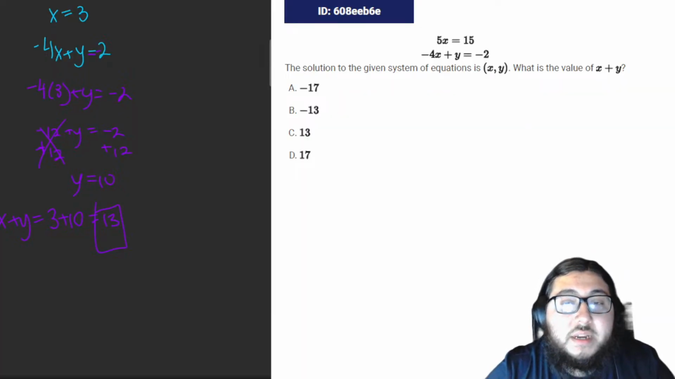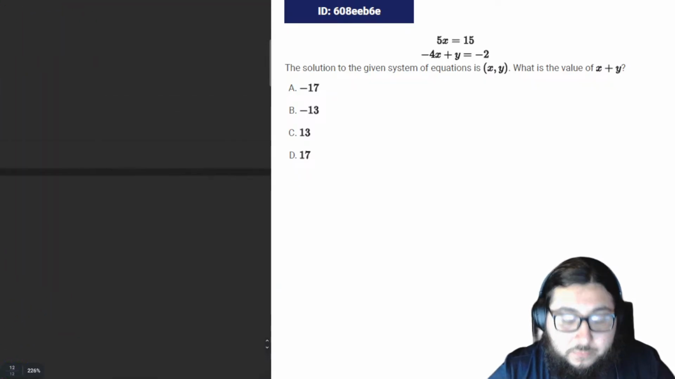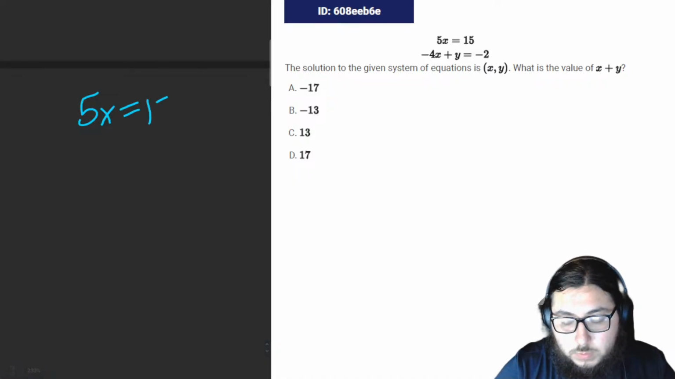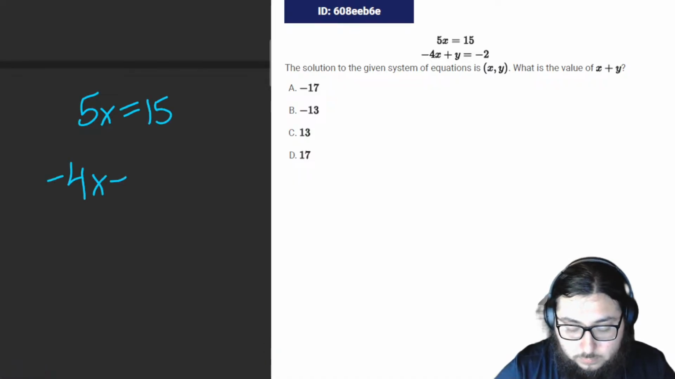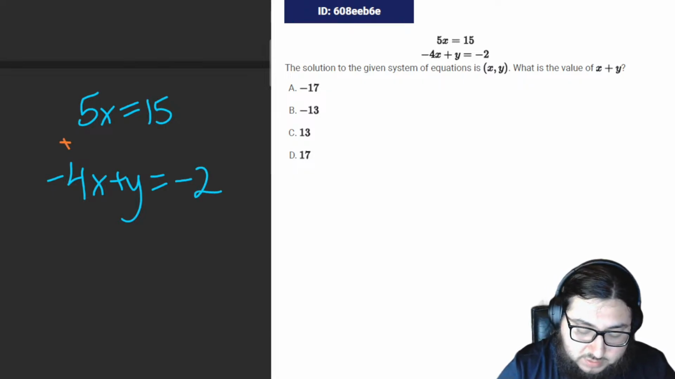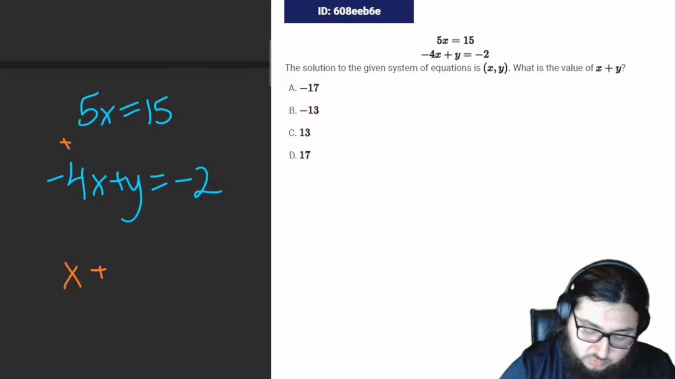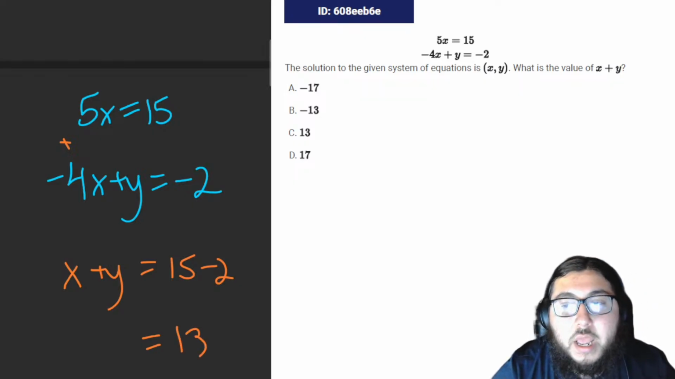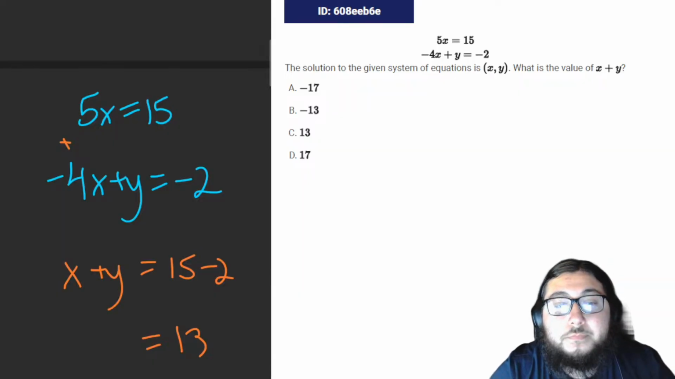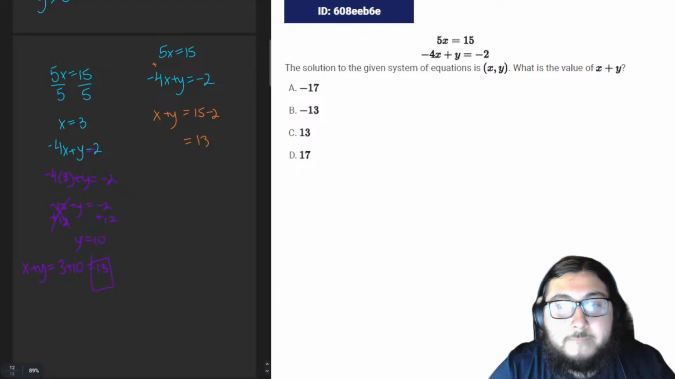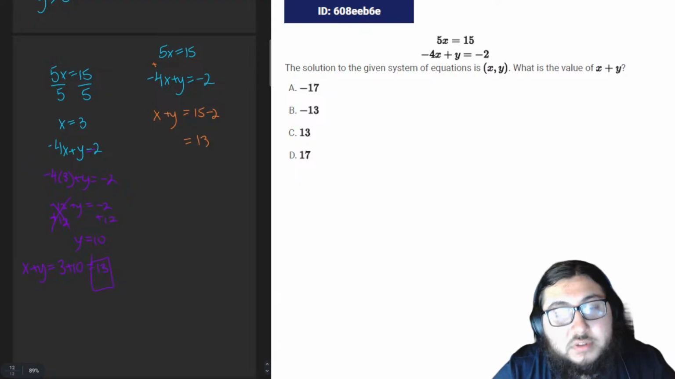Now, there is a second way that we could have done that, a little faster, which is to recognize that if we add the top equation to the bottom equation, 5x plus negative 4x gives us x plus y is equal to 15 minus 2, which is just 13. So that would have been the faster way of doing it if we can recognize that pattern. But either method is valid, and the first method doesn't take all too long. But if you can recognize the pattern, it will save you some time.